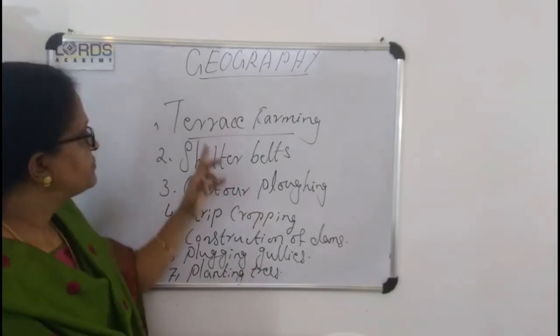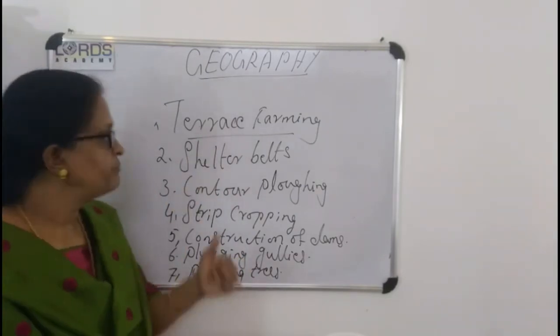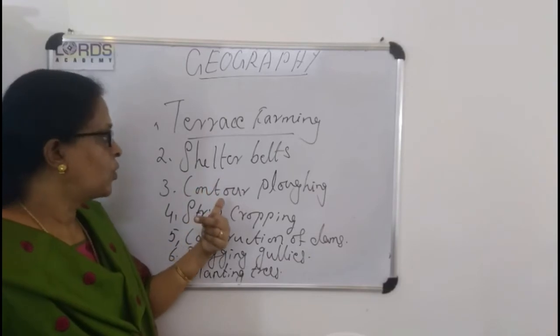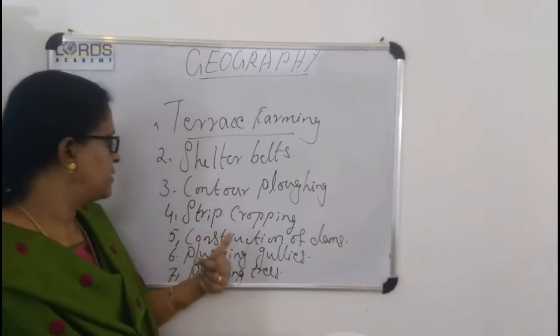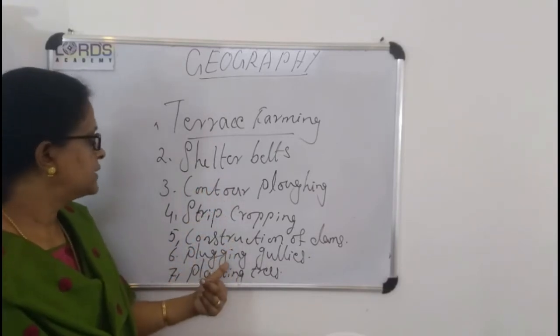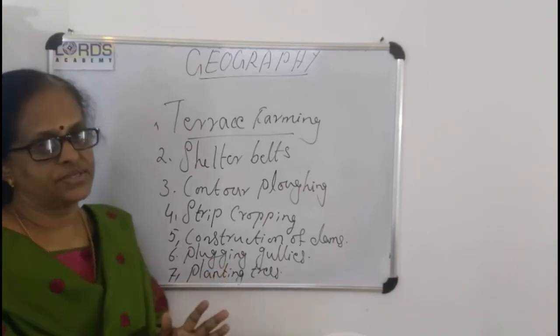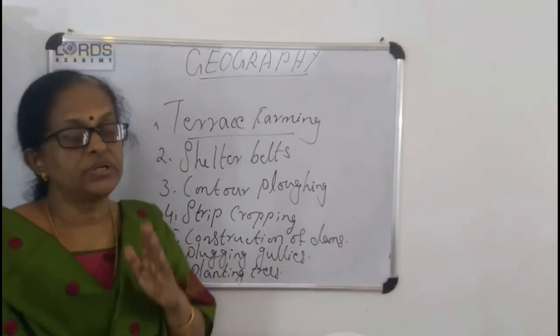What is the first one? First one is terrace farming. Second, shelter belts, contour ploughing, strip cropping, construction of dams, plugging gullies and planting trees. These are the preventive methods.